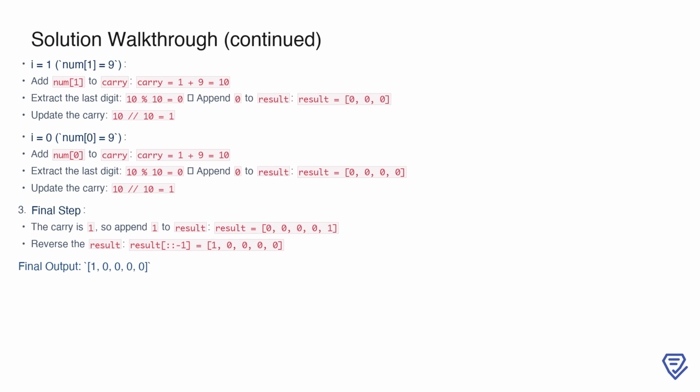Since there are no more digits to process, we append the remaining carry, which is 1, to the result. This gives result equals [0, 0, 0, 0, 1]. Reversing the result gives [1, 0, 0, 0, 0], which is the final output for this example.